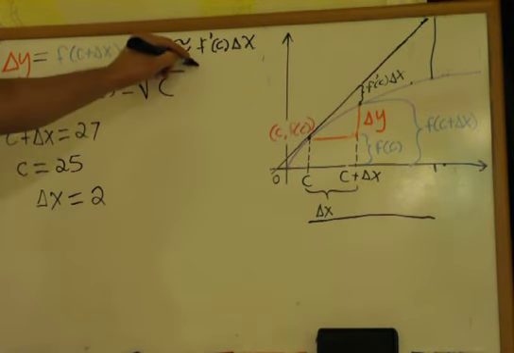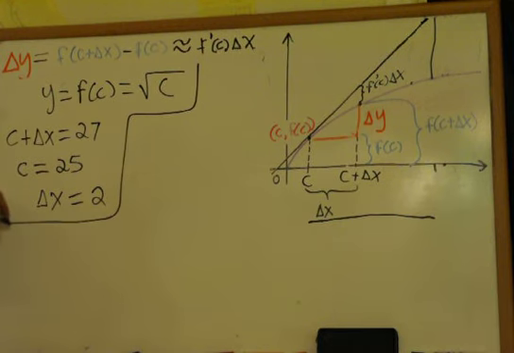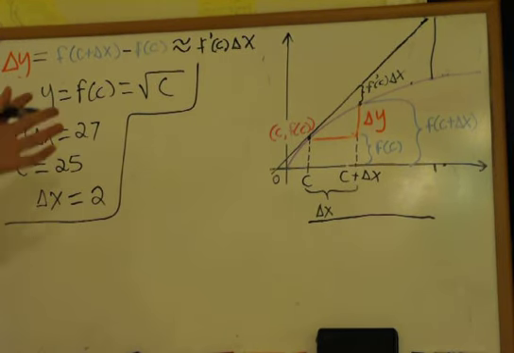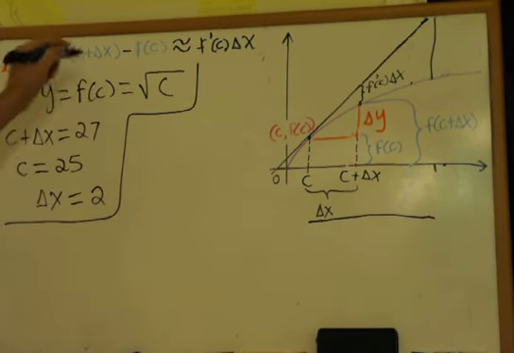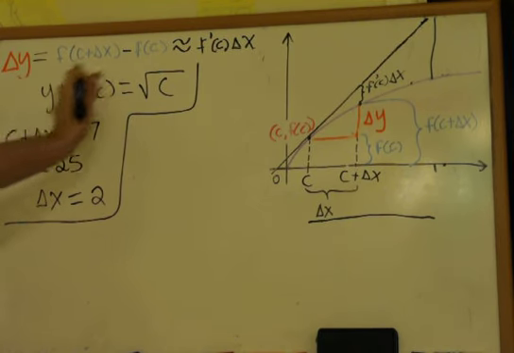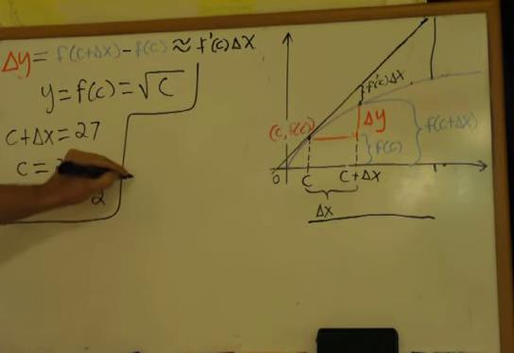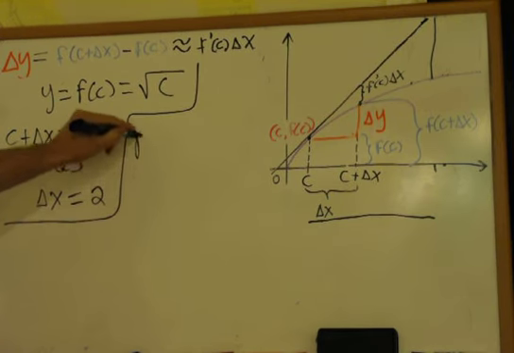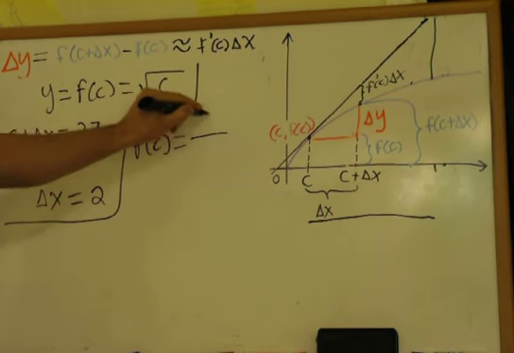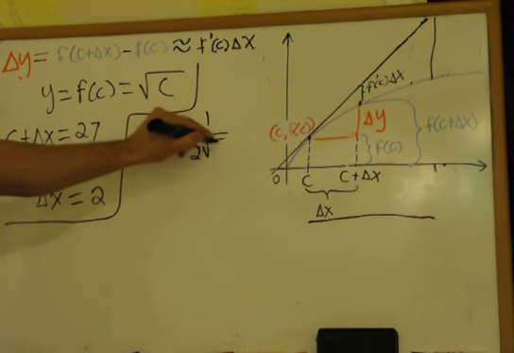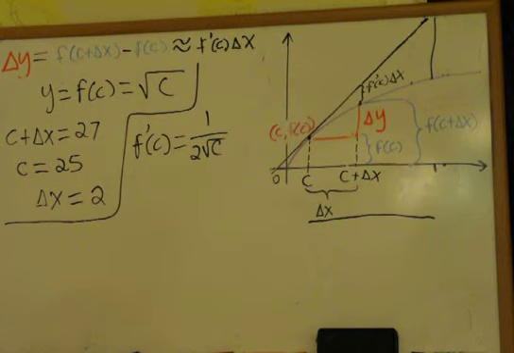Okay, so now we have to find, basically we have everything except for f prime of c. So we need to find that. So we have f of c, we have to take f prime of c. So we take the derivative of both sides. So that's going to be that f prime of c is equal to 1 divided by 2 times the square root of c. Okay, so that's the derivative of this function here.